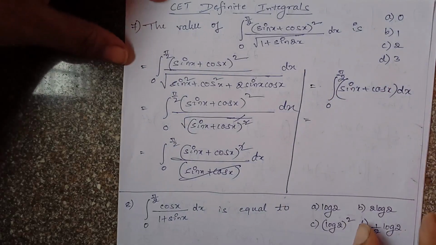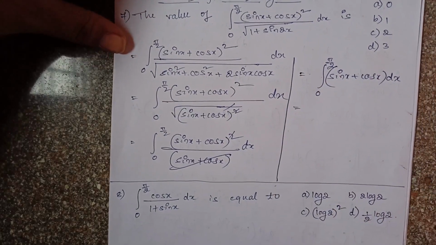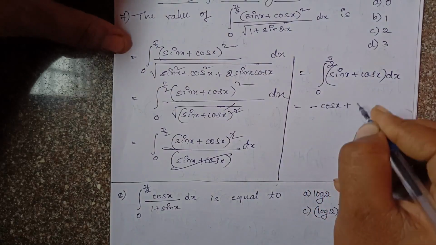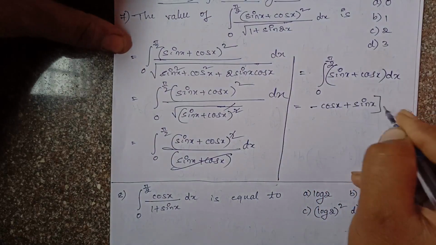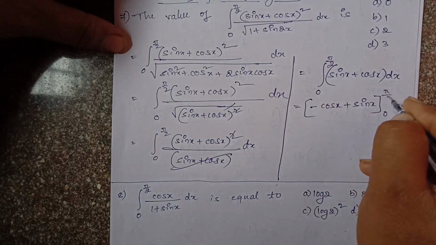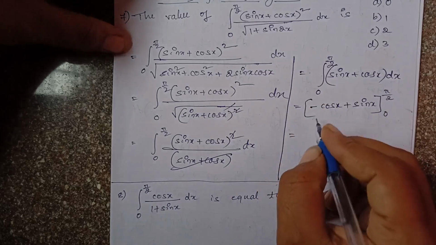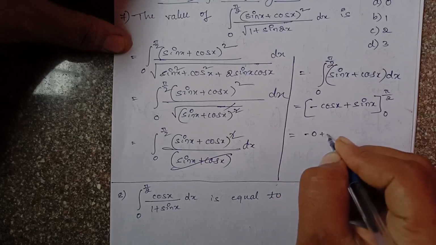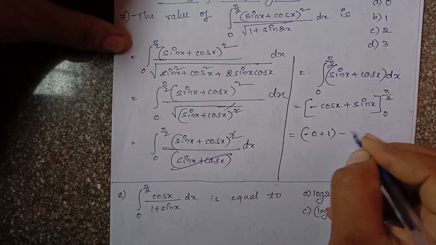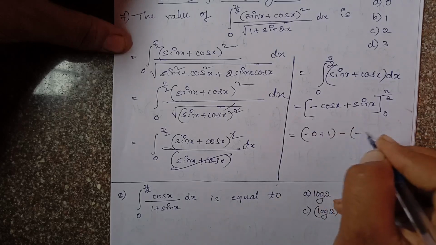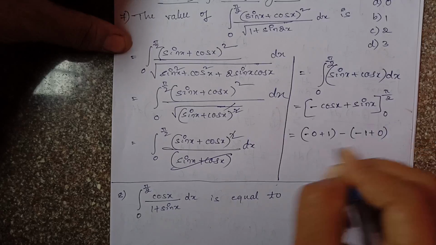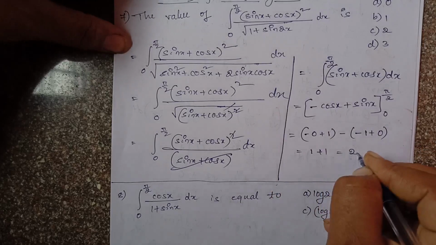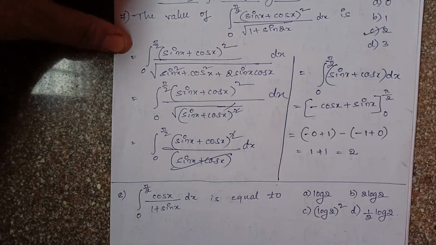Now can we integrate it? Very easily we can integrate. What is integration of sin x? Integration of sin x is minus cos x and integration of cos x is sin x, from 0 to pi by 2. Substituting the upper limit, minus of cos 90 that is 0, sin 90 is 1, minus of substituting the lower limit, minus of cos 0 is 1, plus of sin 0 is 0. Minus 0 plus 1 is 1, minus minus 1, plus 1 plus 1 is nothing but 2. So which option here? Option C is correct.